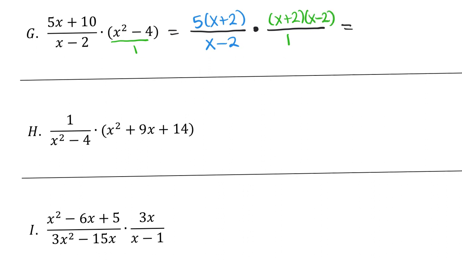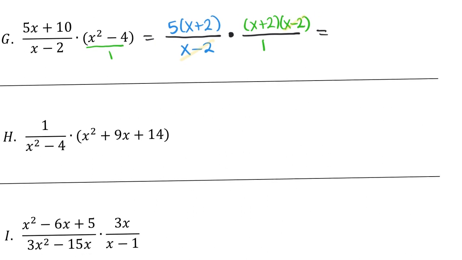Okay, let's see what cancels. We can only cancel top to bottom. So x plus 2's are both at the top. The x minus 2 is on the top and the bottom. Is that it? I think that's it. So on the top, I still have a 5. And then I have an x plus 2 and an x plus 2. You can write x plus 2, or sometimes we'll say it's x plus 2 squared, just because we don't want to write it twice. At the bottom, we have a 1, and that's all we have. So we don't have to write the 1 at the bottom. We can leave it like this. But if you want to write the 1 at the bottom, that's fine too.